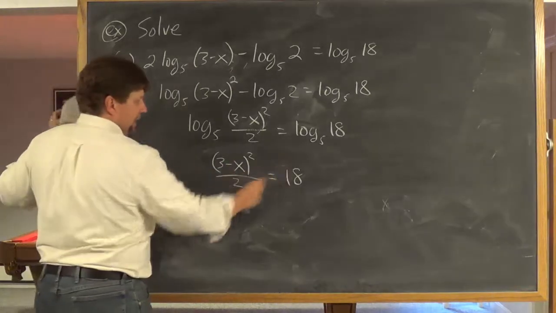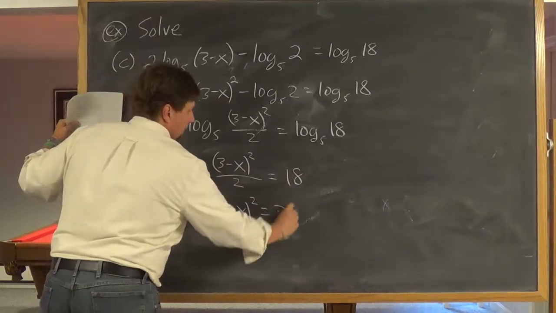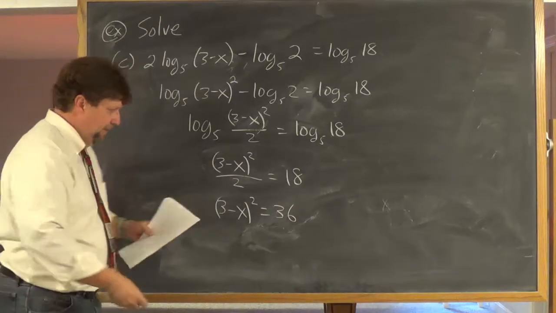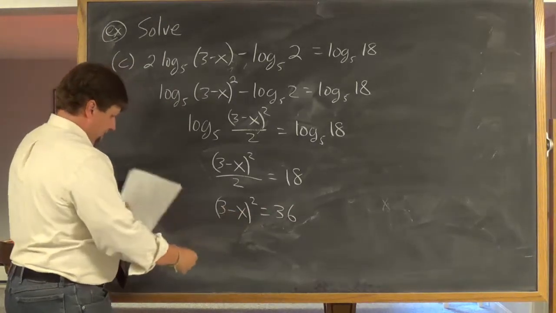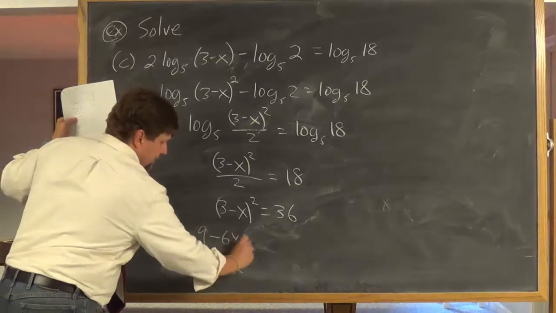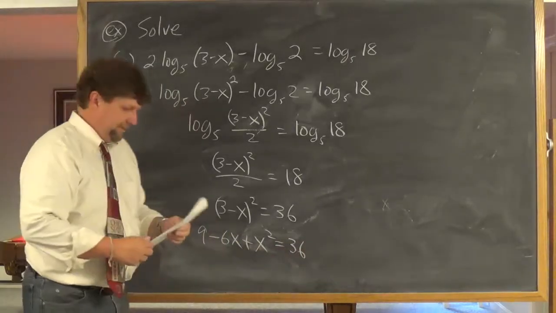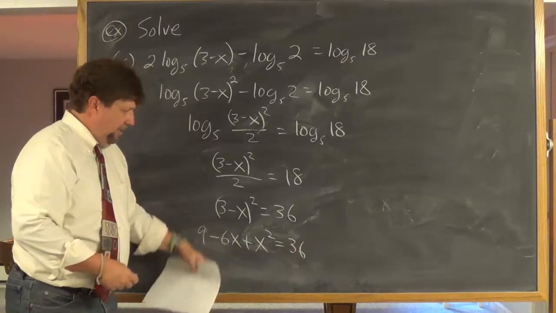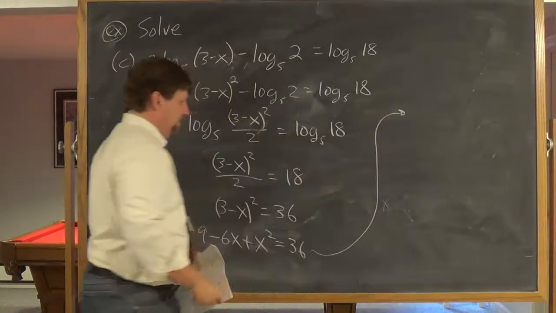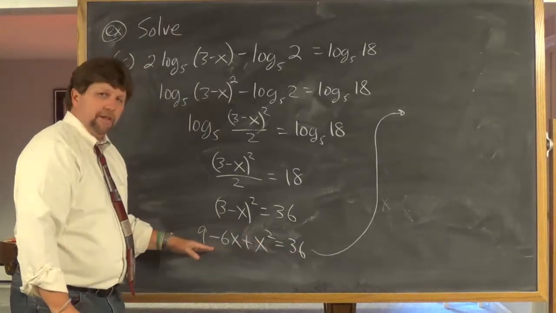You multiply both sides of the equation by 2. And that gives me 3 minus x quantity squared equals 36. If I FOIL this out, I get a 9 minus a 6x plus an x squared equals 36. And I'm running out of room, so let me pull it up here. And as I pull it up here, I'm going to bring the 36 on over to the left side.